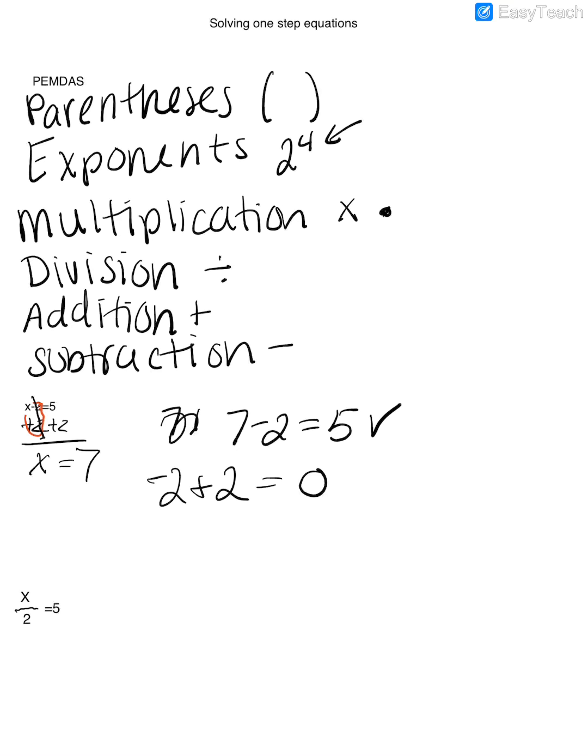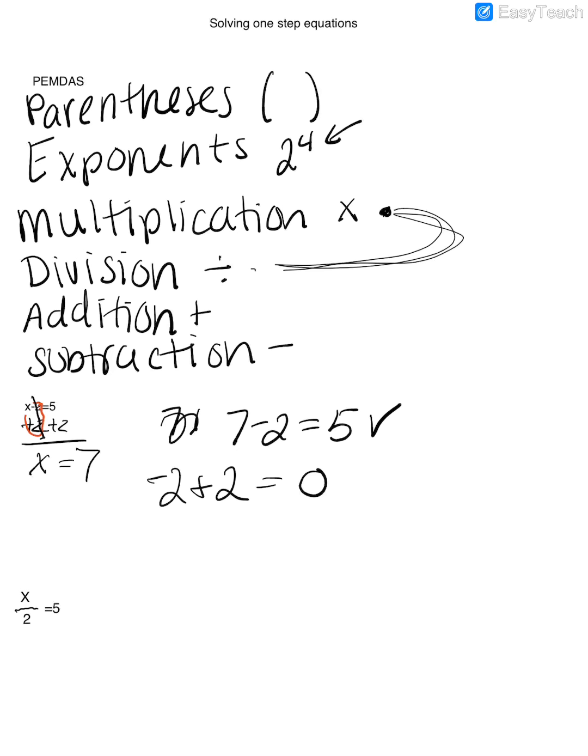Now here we have x divided by 2 equals 5. Something we can look at up here: we saw that addition and subtraction undid each other when we had a -2 and we added a +2, and that gave us 0. So here we can look at how division and multiplication go together. So multiplication will actually undo our division. Okay, we can also look at this and say something divided by 2 equals 5. What divided by 2 equals 5?